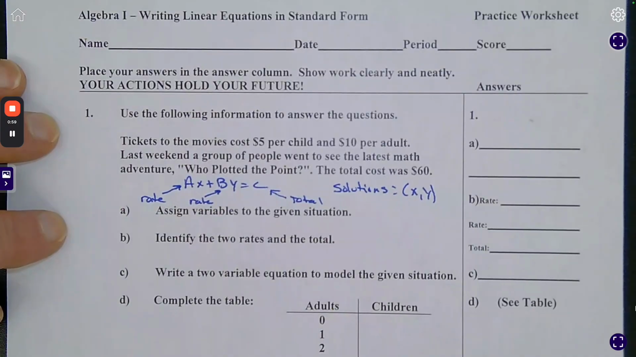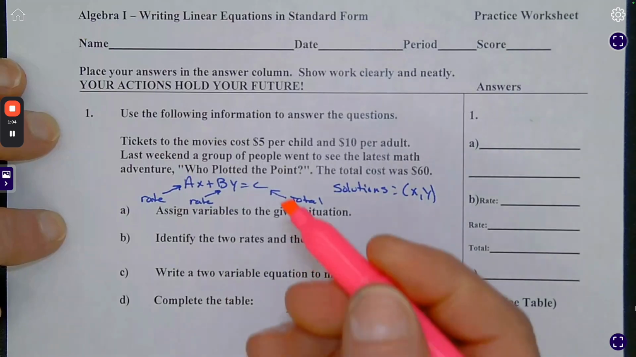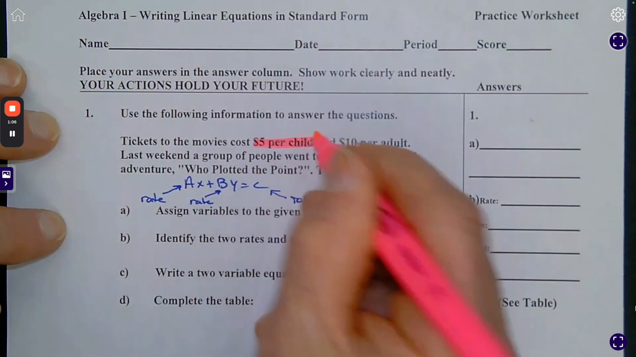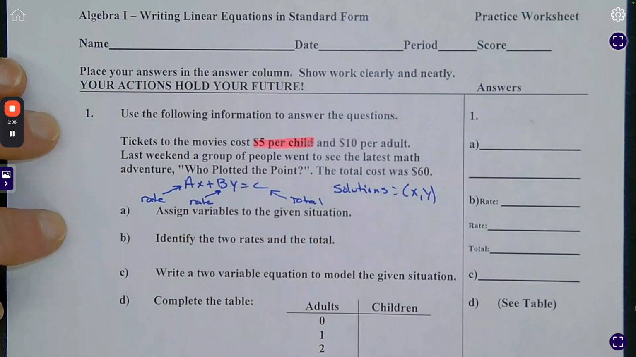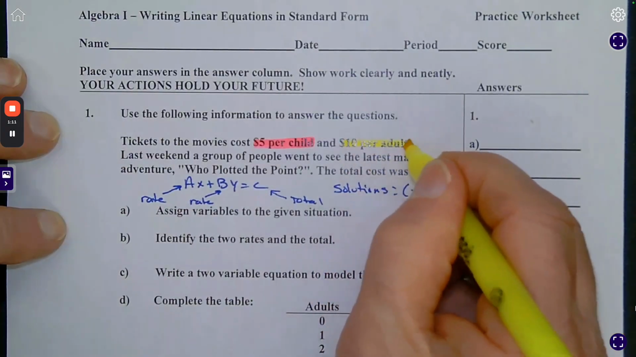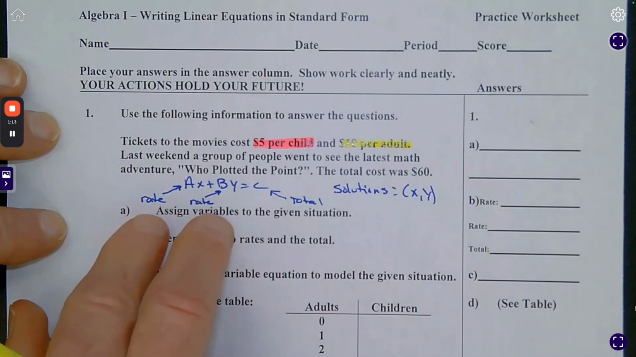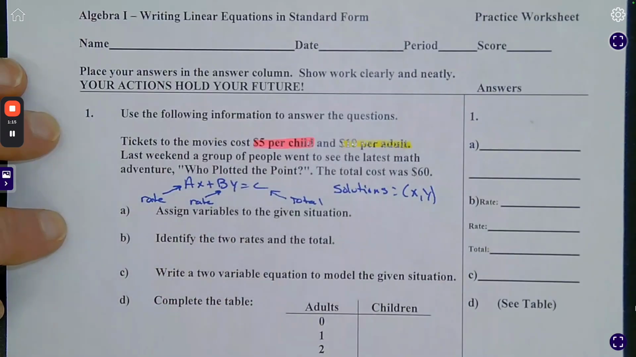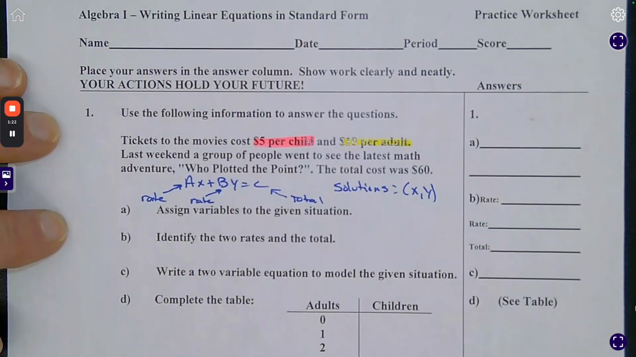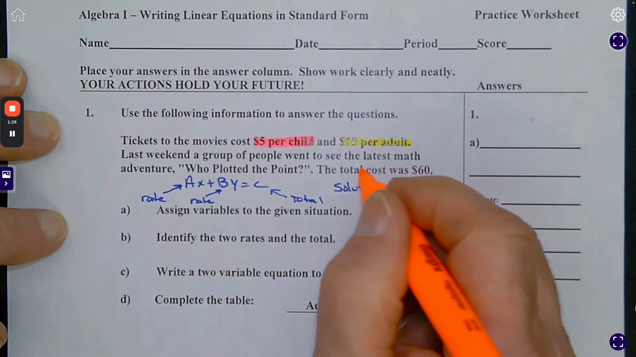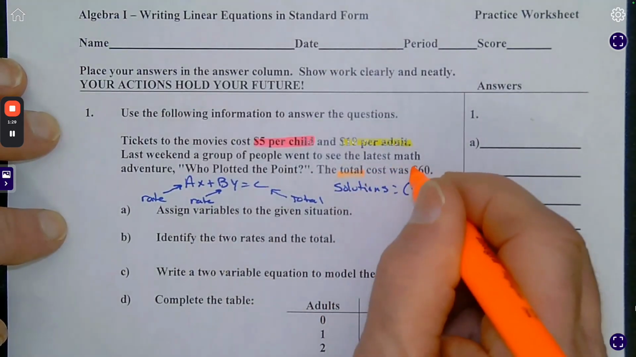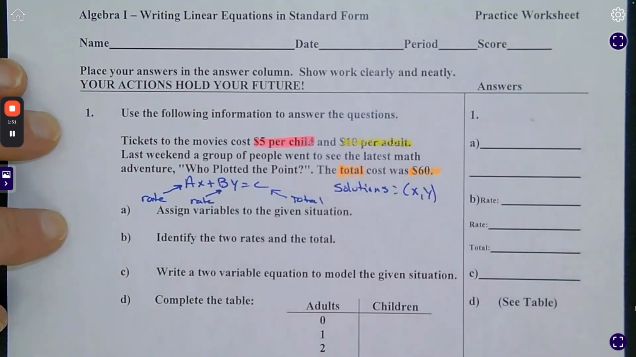Okay, let's do it. Tickets to the movies are $5 per child. Hey, there's a rate. I'm going to highlight that. And $10 per adult. There's another rate. And we should have two rates when we're talking about writing an equation in standard form. Last weekend, a group of people went to see the latest math adventure. Who plotted the points? Ooh, it's a thriller. The total cost was $60. There's that total right there that we're talking about.